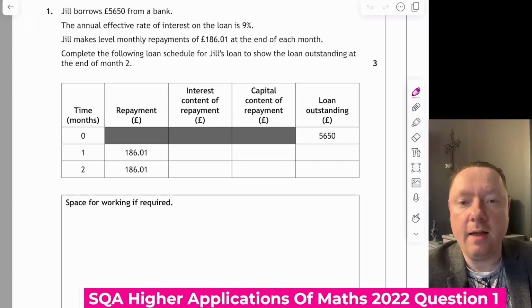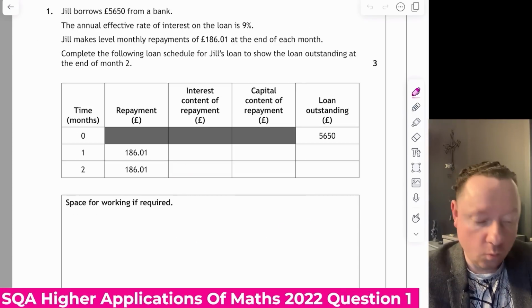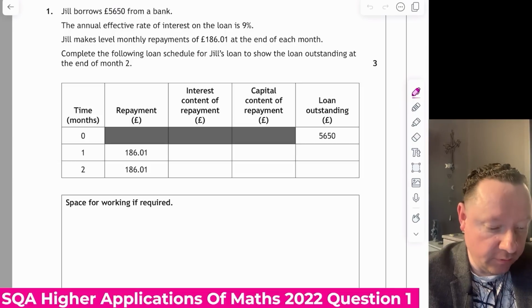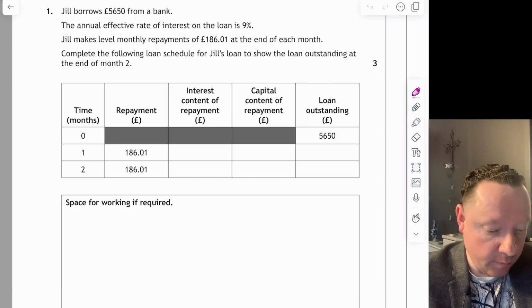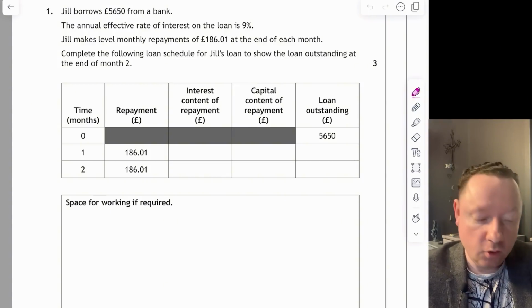And we're done there. Higher Applications of Maths 2022 question 1. Jill borrows £5,650 from a bank. Annual effective interest rate is 9%. Jill makes level monthly payments of £186.01 at the end of the month. Complete the loan schedule for Jill's loan to show the loan outstanding at the end of month 2.